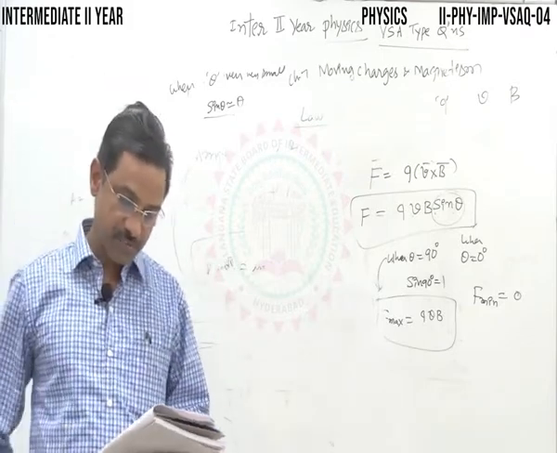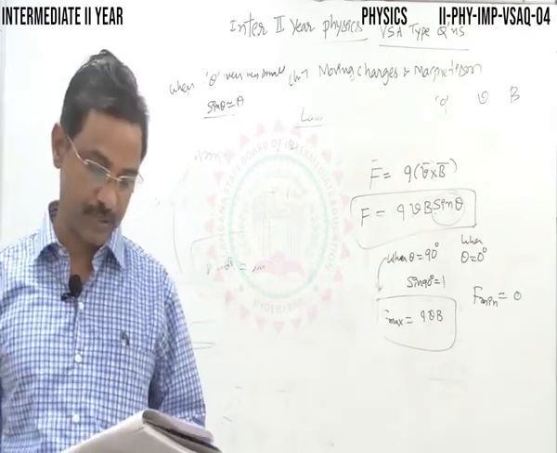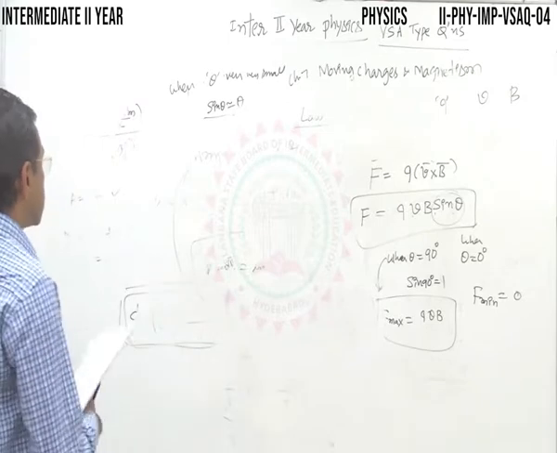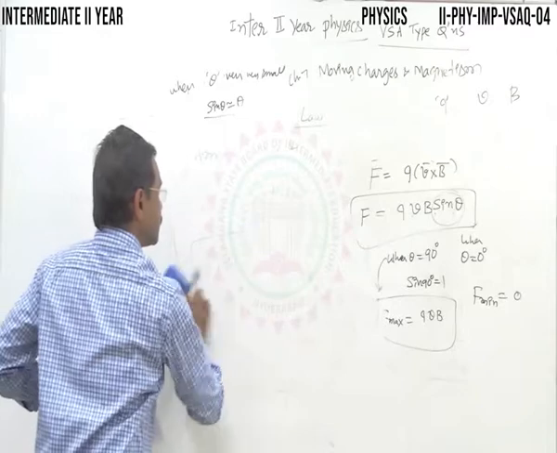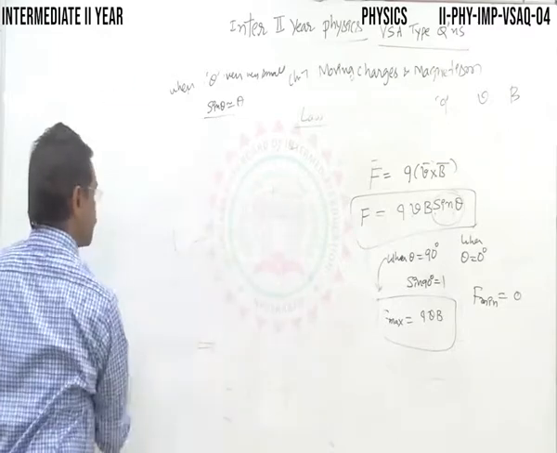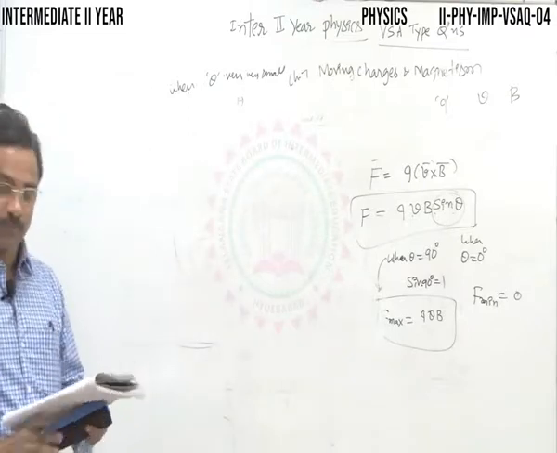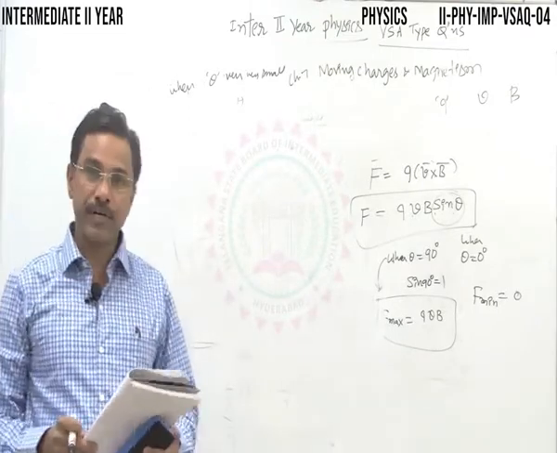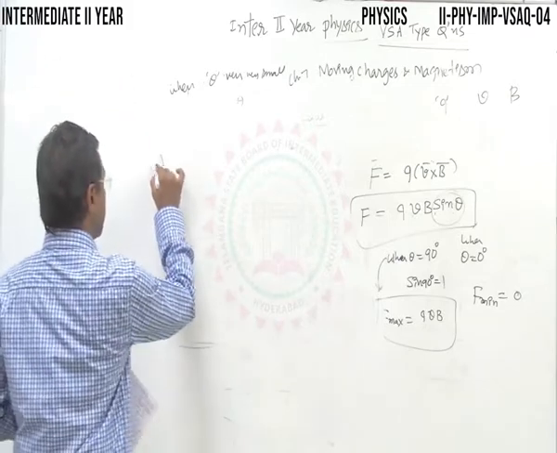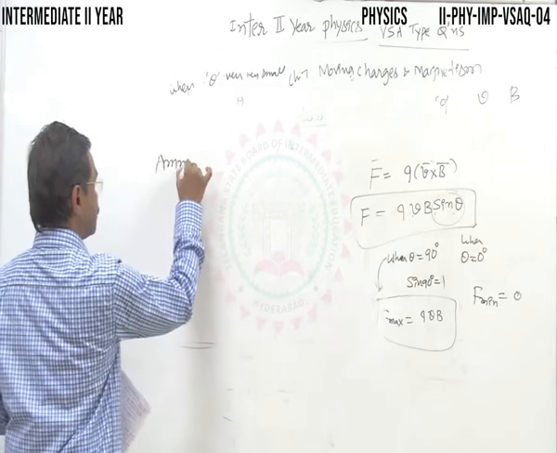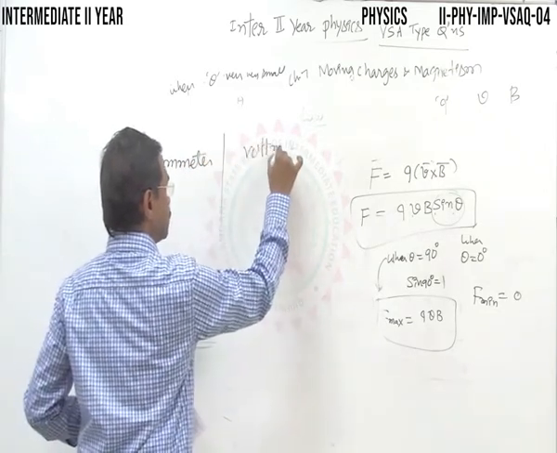Next, please note down, this is one of the important questions as far as the IP examination is concerned. Distinguish between ammeter and voltmeter. Distinguish between ammeter on one side and voltmeter on the other side.